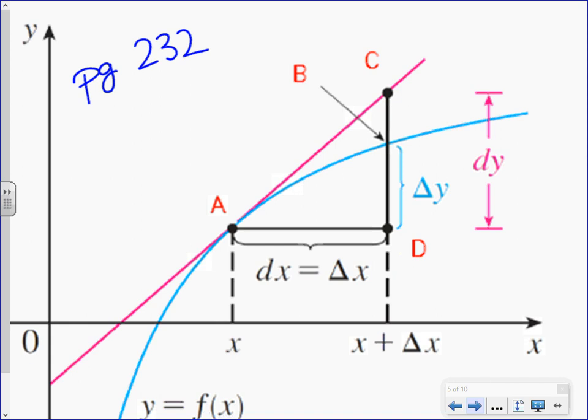Okay? Because I don't think that you should really have to draw this in your notes. I mean, if you want to, you can, but page 232 is where you can find this in your book. So I want you to just take a look at that picture right now. We have a curve and we have a tangent line. And what we're going to talk about is the concept of differentials.